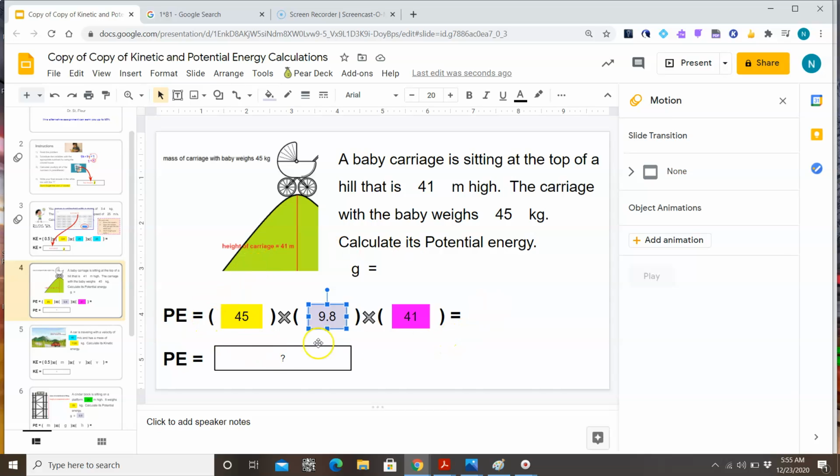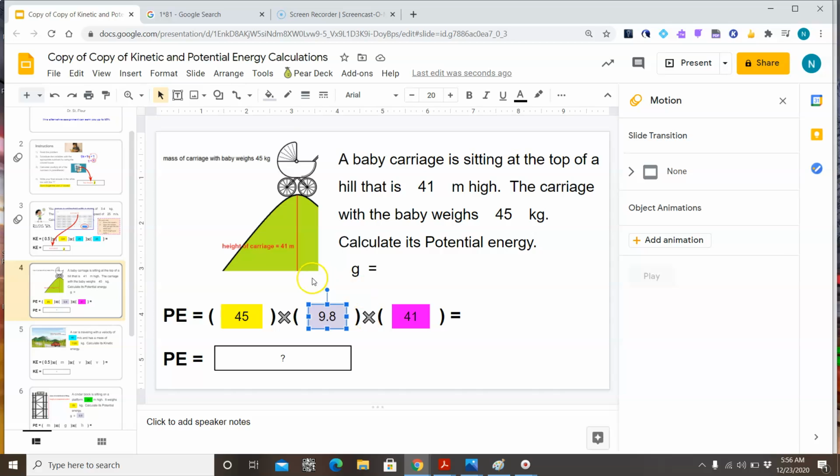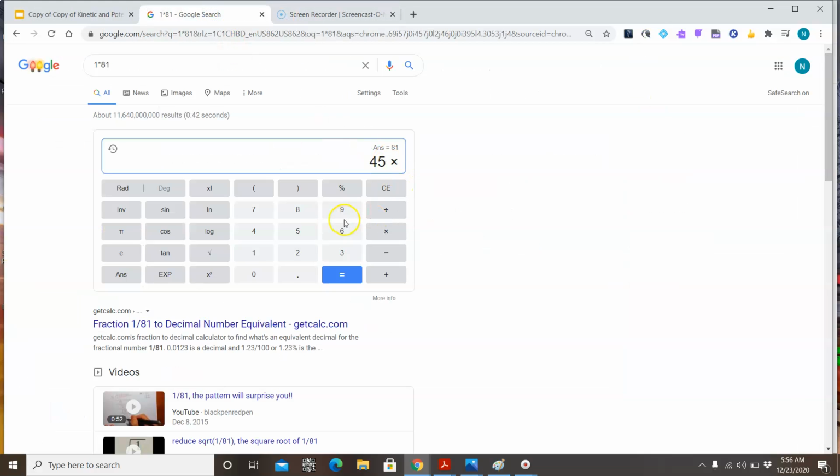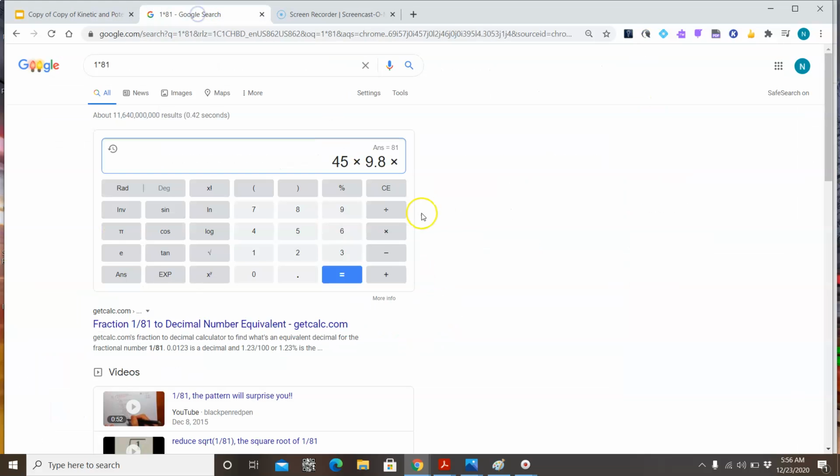So what we need to do now is our math. So once again, it's 45 and then times, we're multiplying all of the numbers, 9.8 times 41. When you're done, you would hit the equal sign to get your answer.